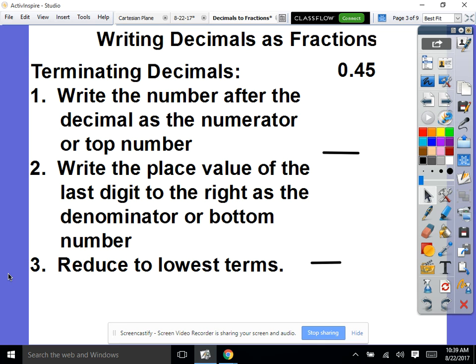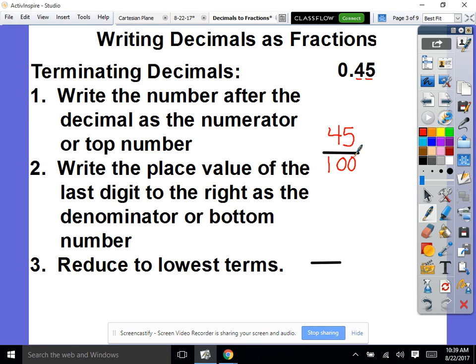All right, writing decimals as fractions. If we're given a terminating decimal, 45 hundredths, write the number after the decimal as your numerator, or the number on top. Write the place value of the last digit to the right as the denominator or bottom number. So, tenths, hundredths.